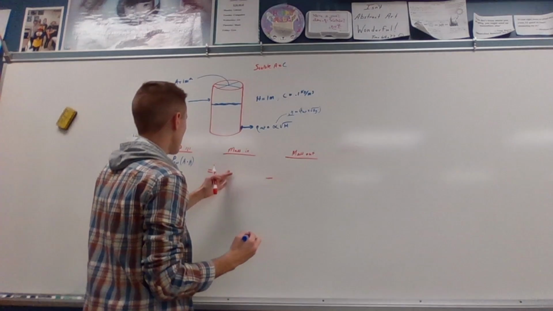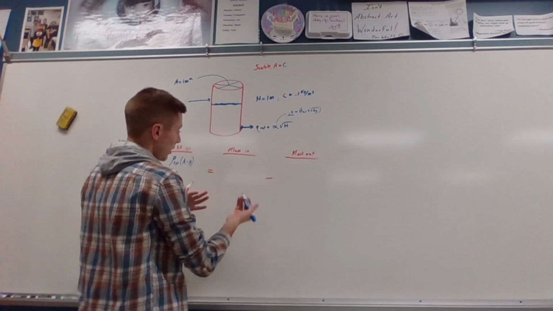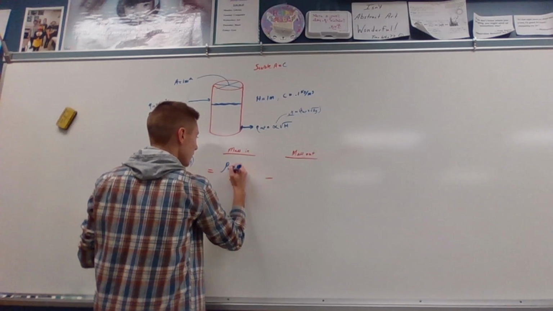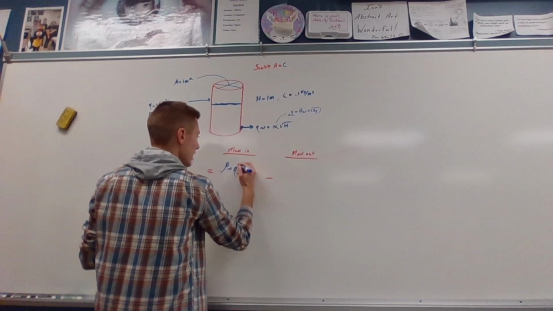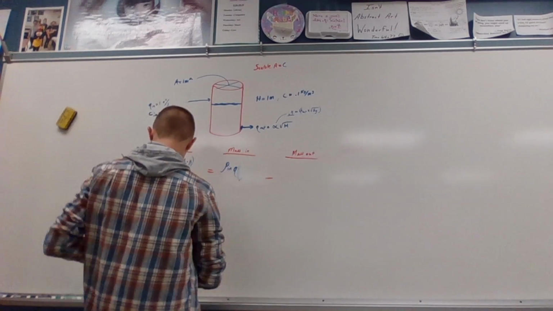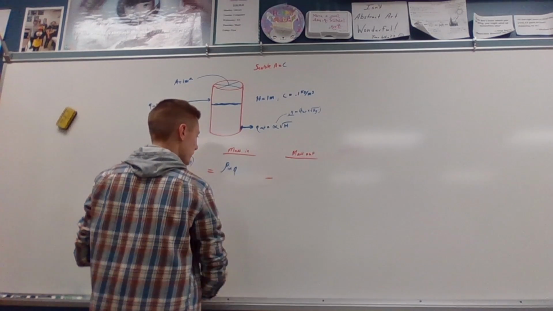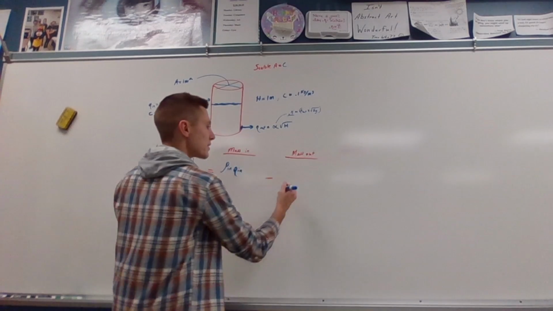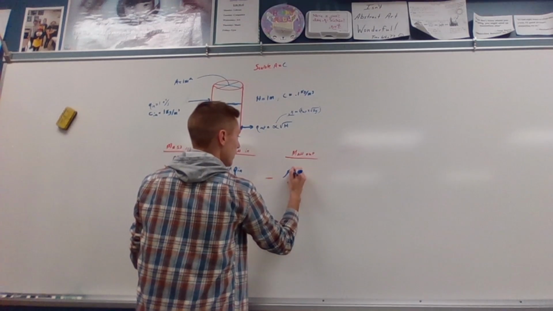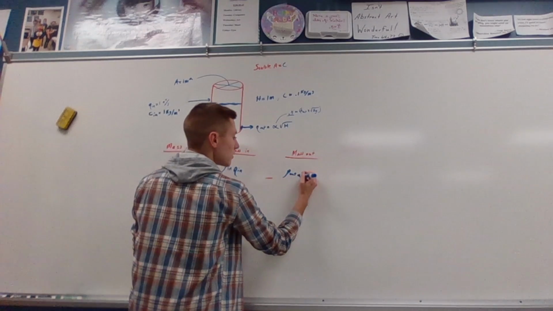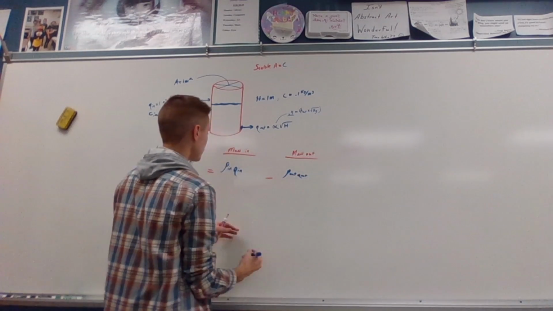And we can say that our mass in is equal to the density coming in times the flow rate coming in. So let's erase this and make it clear. Our flow rate coming in minus the density going out times our flow rate going out.